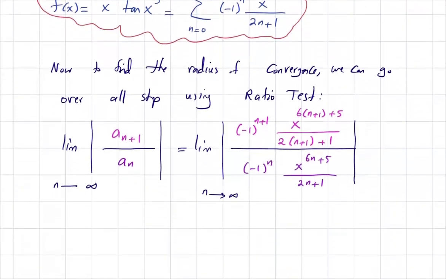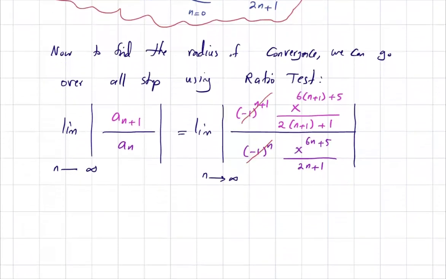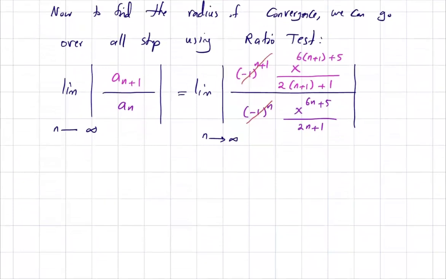Since it's absolute value, you don't have to worry about the negative 1 raised to different exponents. Just simplify this as much as you can. So here you have the limit of the absolute value. So we can multiply these together and then simplify.